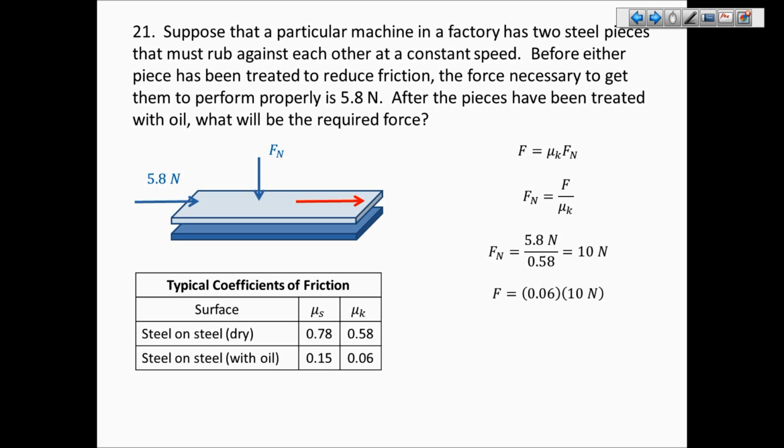Now we'll use that 10 newtons in order to find our new force when we use a much lower mu sub k, which is steel on steel with oil. So now our mu is only 0.06, much less than it was before. Doesn't sound like a big change, but notice that the force is now only 0.6 newtons.